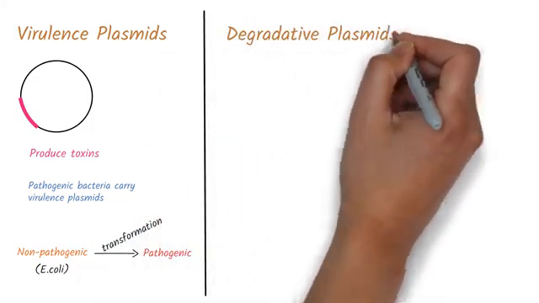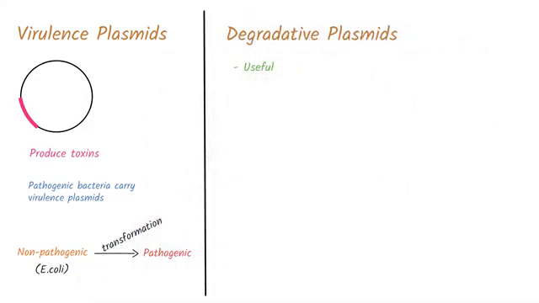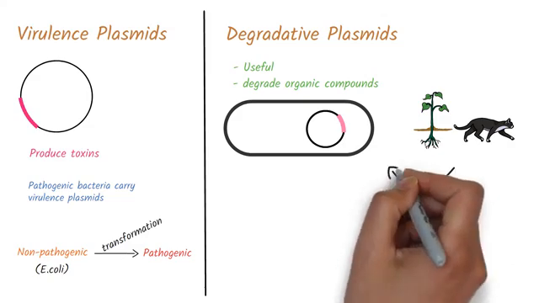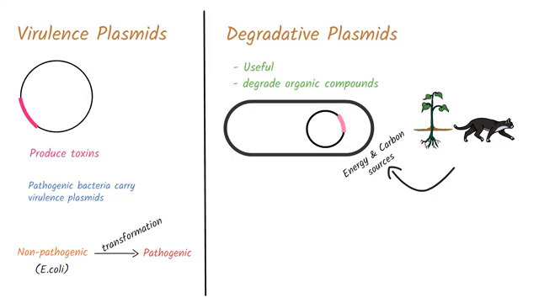Degradative plasmids are very useful to the environment, as they degrade organic compounds. Microorganisms having degradative plasmids play an important role in degrading the dead organic matter of plants and animals. Microorganisms utilize the organic matter for energy and carbon sources.